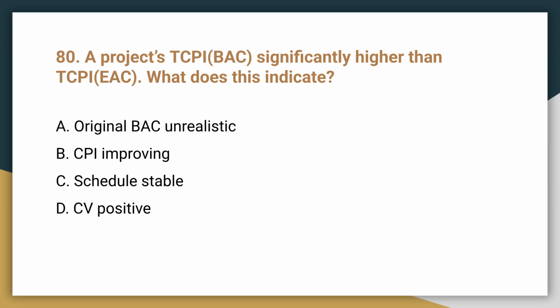Question 80. A project's TCPI BAC is significantly higher than TCPI EAC. What does this indicate? This indicates that the original BAC was unrealistic. TCPI BAC uses the original budget, while TCPI EAC uses the current, more realistic forecast. A large difference means the original budget was likely too optimistic.